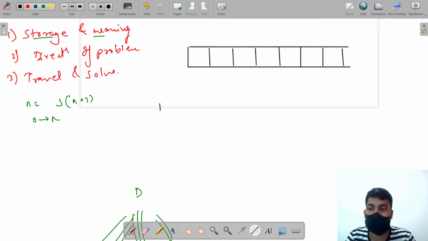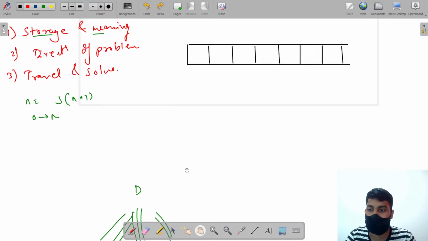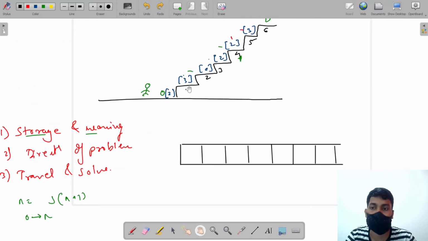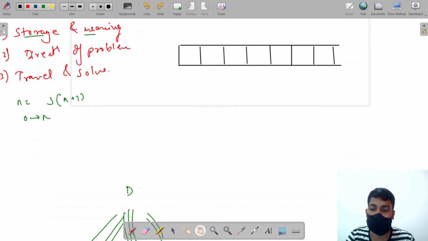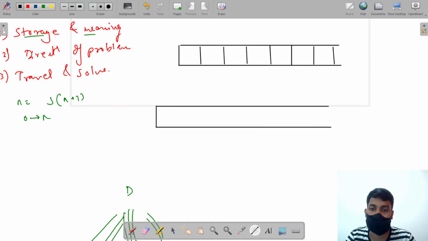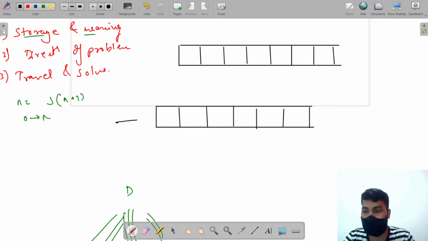Now we also require the jumps array, right? The array containing these numbers, or the list containing these numbers. So we'll call it the jumps list. Okay. Let's say this is our jumps array. Let's say the indices are like 0, 1, 2, 3, 4, and 5.